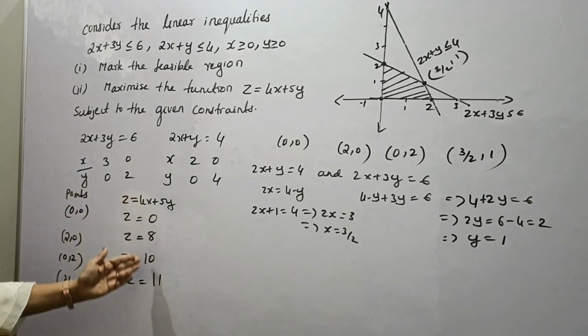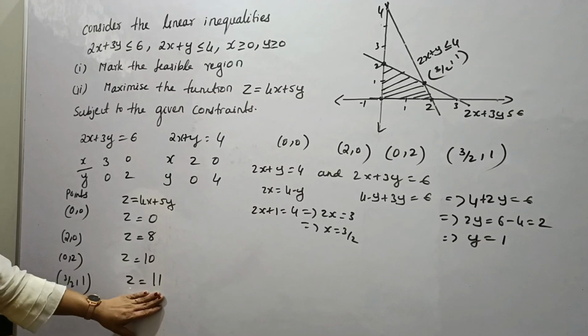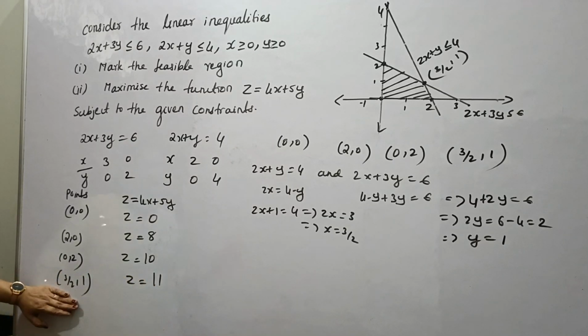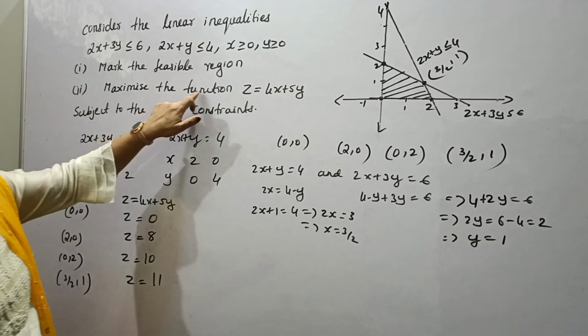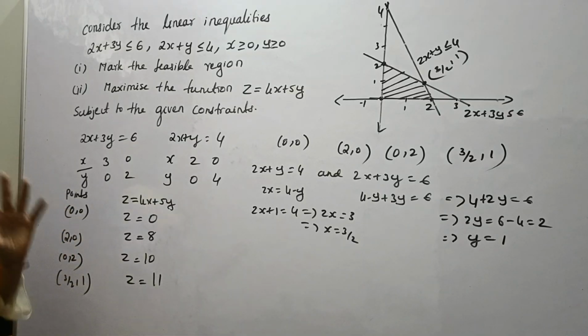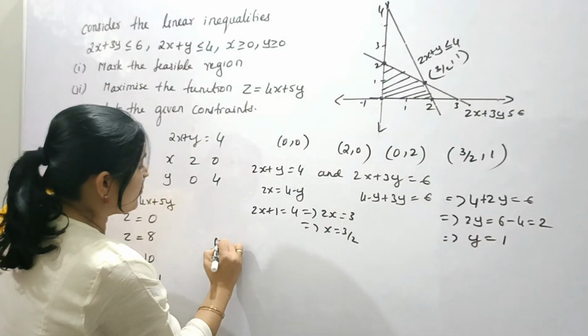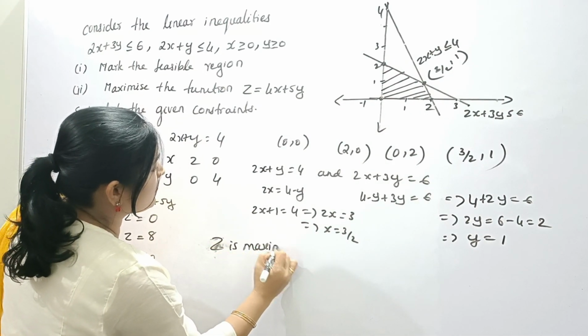See, here z is equal to 11 is the maximum. Right? So here at which point? At this point. That is, when x is equal to 3 by 2 and y is equal to 1, this z is maximum. It is the solution. Okay? Optimal solution. So here z is maximum.